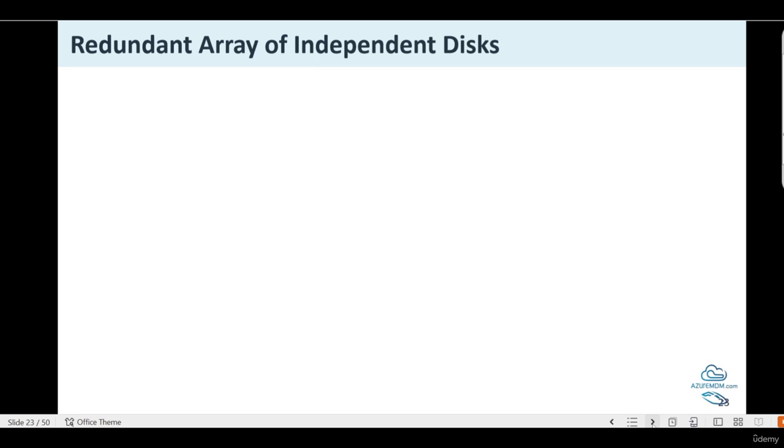RAID 10, it is mirroring plus striping, combines RAID 0 speed with RAID 1 safety but needs 4 plus drives. RAID is used in server NAS systems and gaming PCs to boost speed or protect important files. It doesn't replace backups but adds extra reliability.